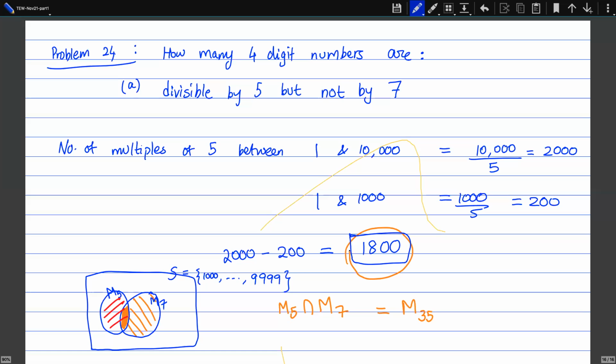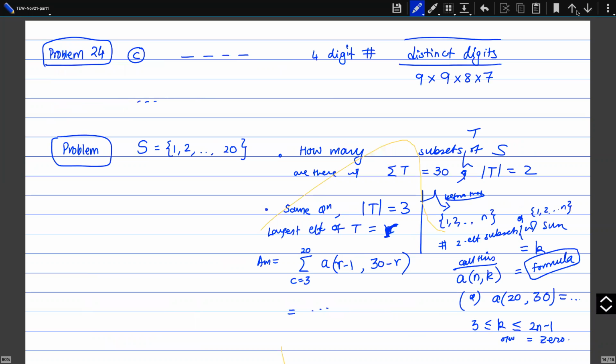Okay. So maybe I will just leave that for you to try. So you just have to compute this. And pretty much all the other parts of this question are similar. So it asks for those which are multiples of both, or multiples of 7 which are not multiples of 5, and so on. Okay. Let me take up another problem.